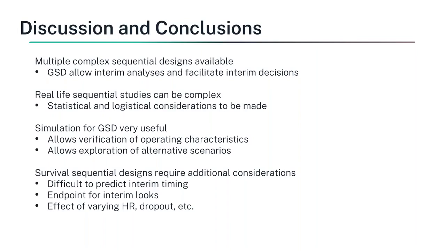And then finally, we had a quick look at survival group sequential designs, which obviously have their own considerations, where in particular it becomes very difficult to predict interim analysis timings. You can also change the endpoint at different looks, you know, progression-free survival changing to overall survival. You can have different effects, varying hazard ratios at each look, although we obviously didn't explore that here. But once again, multiple different things to be aware of. It can become quite complex very quickly, but hopefully I've given you some tools, at least today, to combat that complexity.